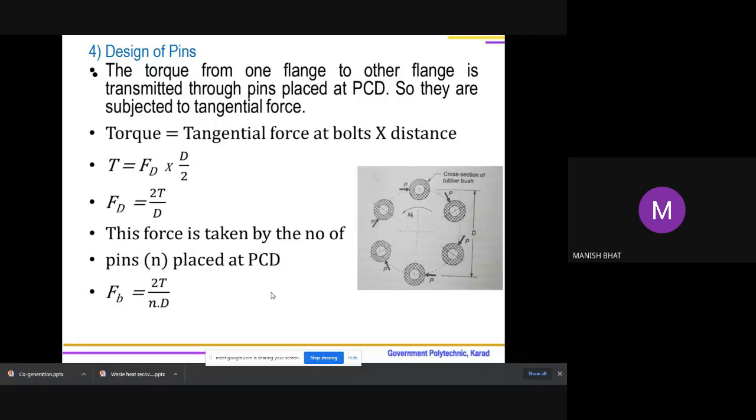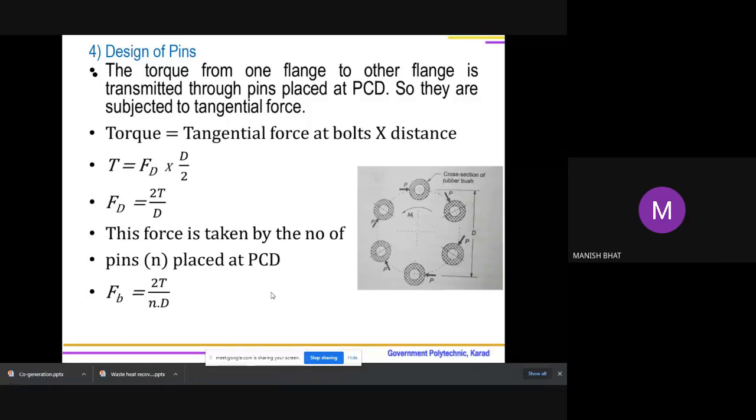Rubber bush is used, and that rubber bush is having ID equal to pin diameter, and it is placed over the pin. So when we are supposed to design the pin, what we will be doing first, we will be finding out the force acting at the pins.